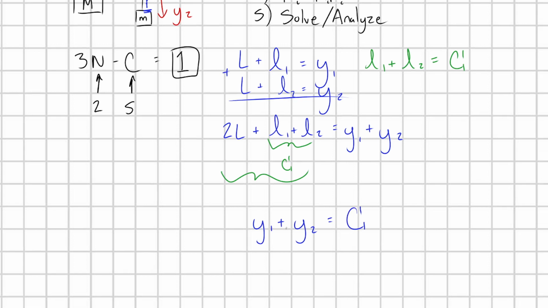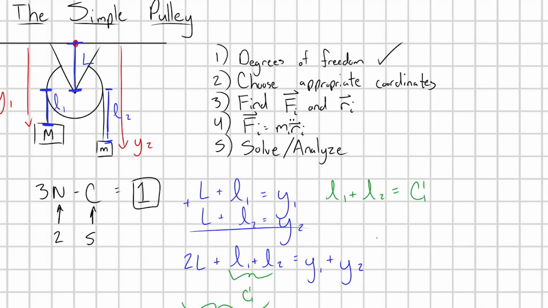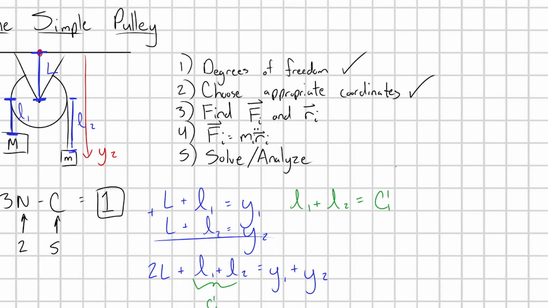And so we now see that Y1 and Y2 are interdependent on each other. Okay, so just like our degrees of freedom said, there's only really one variable that we need to track, one coordinate. If I know what Y1 is, in concept I can deduce what Y2 is immediately after. So we can go in and check off step 2. We're really going to track Y1.